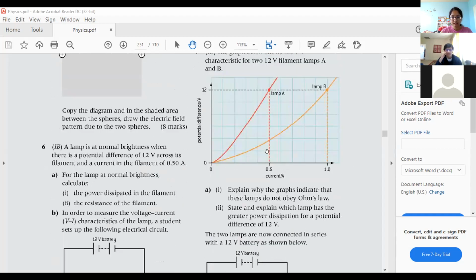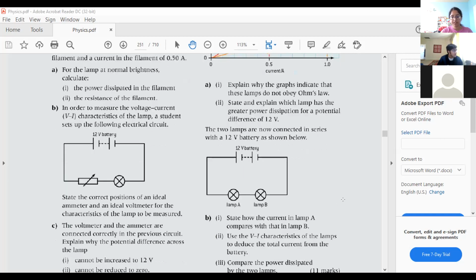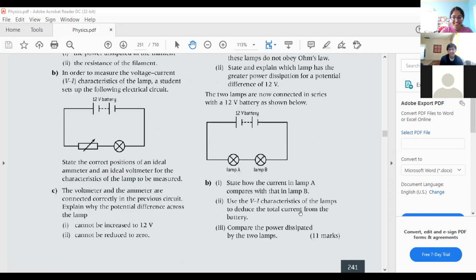Well, I think that goes to the series though, right? Shouldn't it be the same current if it's in series? Oh, that's true. I always forget, the voltage distributes, but the current does not. Yeah, the same. Okay. Use the VI characteristics of the lamps to deduce the total current from the battery.